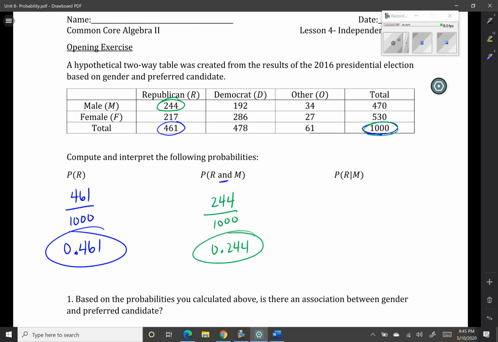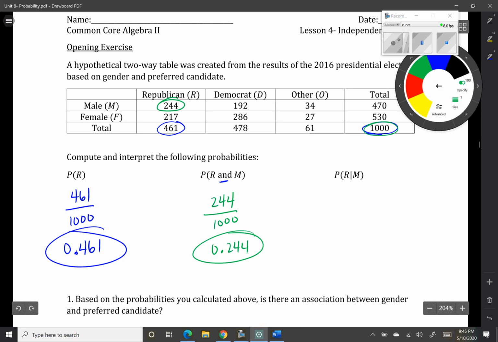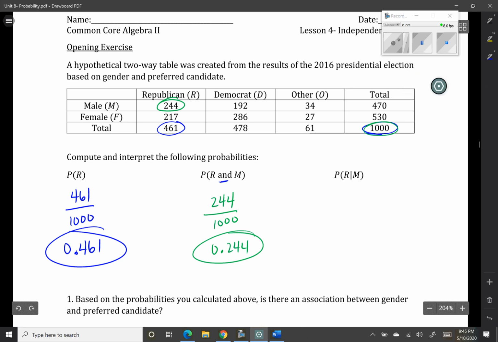And the last one says the probability of voting Republican given that you are male. Now, this probability and the second probability sound similar, but they are actually very different. This is something that we know. Where this middle probability, the probability of being Republican and male, is taking into consideration that you could be male or female. So it's using all of the different people that were in this poll. Here, we're only looking at the males.